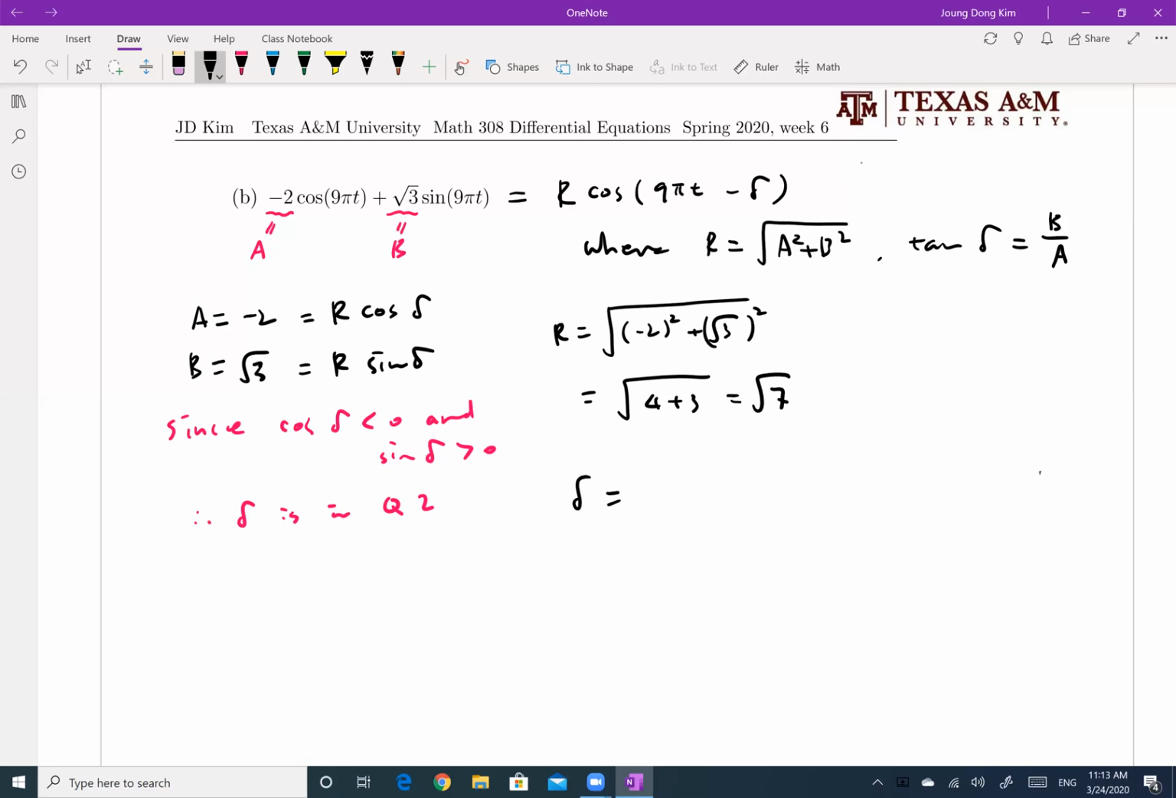Because the range of tangent inverse is between -90 and 90, you get a negative number between 0 and pi over 2 in magnitude, okay? So your answer must be pi plus tangent inverse of square root of 3 over -2, or you can do it this way, pi minus tangent inverse of the positive value. Either way, okay? That's it.